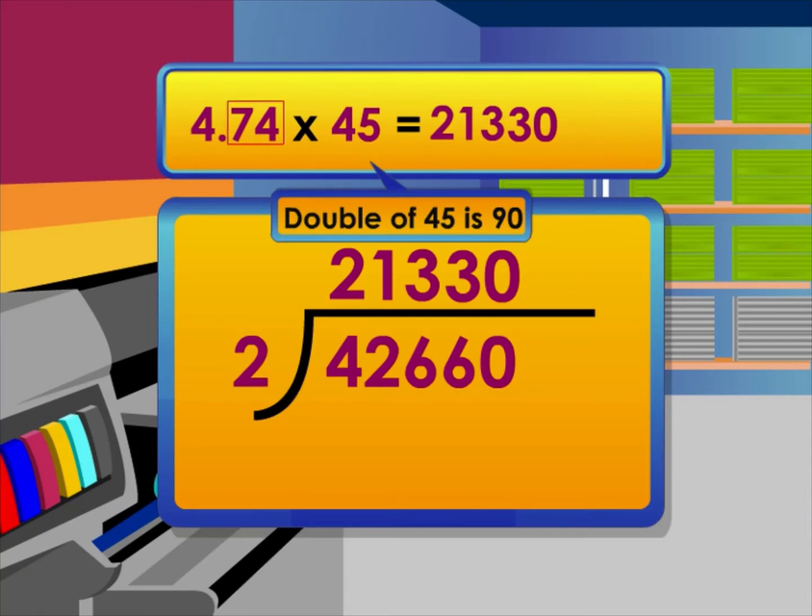Now where do we put the decimal point? How many places from the right of the number? Place the decimal point 2 digits from the right of 21,330. We can leave out the 0 at the end and just write 213.3.